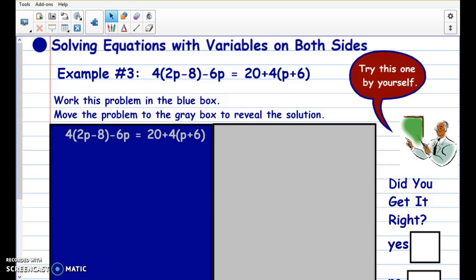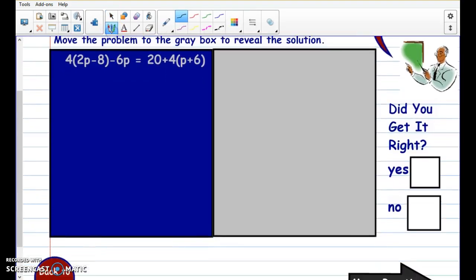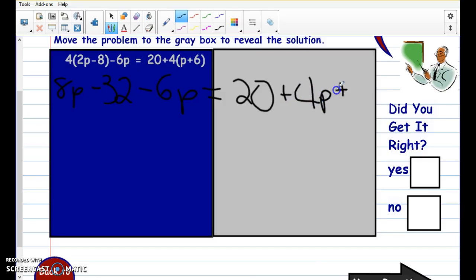Alright, this one is another one where it's all done in one step. Let's try to do it beforehand. If I have 4 times 2p, it's going to give me 8p. Minus 4 times 8 is 32, minus a 6p still. Equals 20 plus 4 times p is 4p, 4 times 6 is 24.